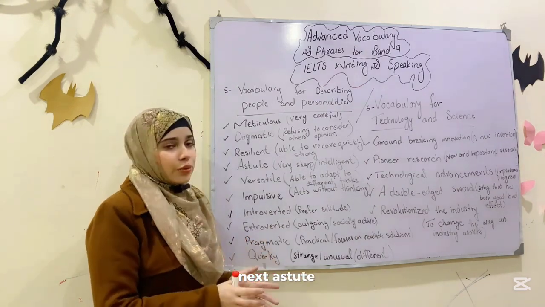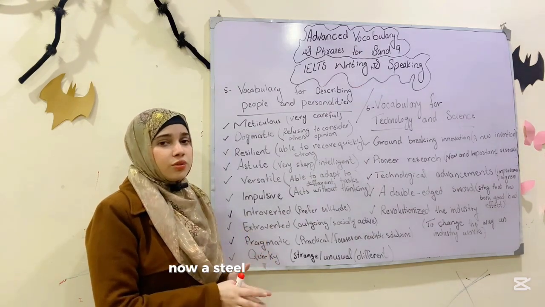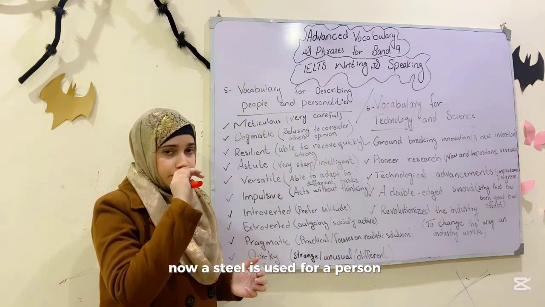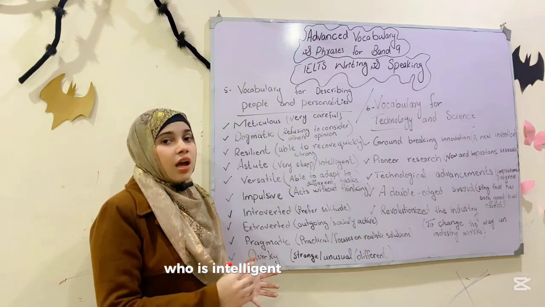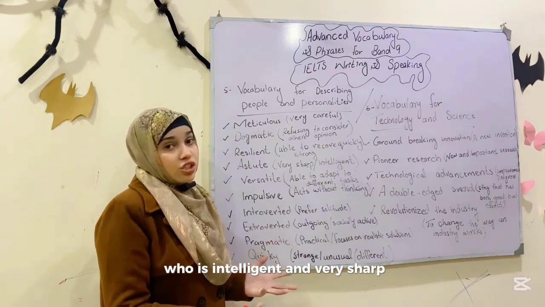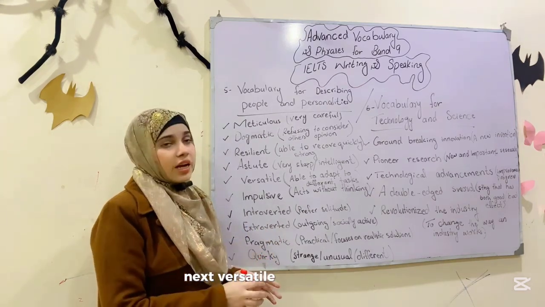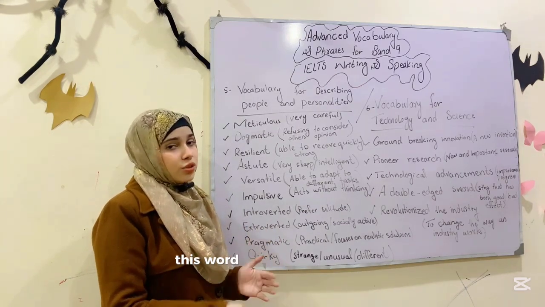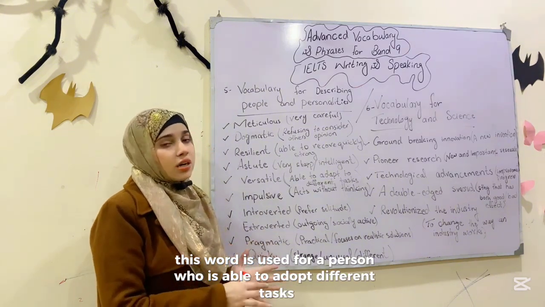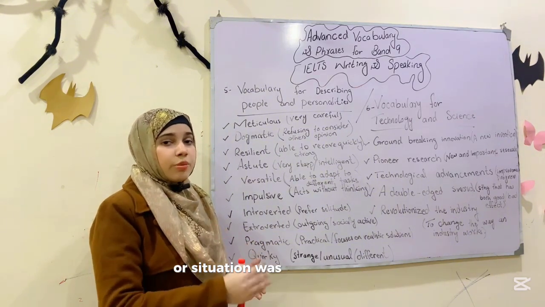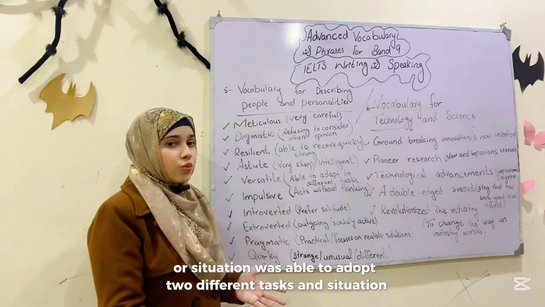Next, resilient. A resilient person is the one who has good stamina, is strong, and is able to recover quickly. Next, astute. Astute is used for a person who is intelligent and very sharp. Okay. Next, versatile. This word is used for a person who is able to adapt to different tasks and situations.